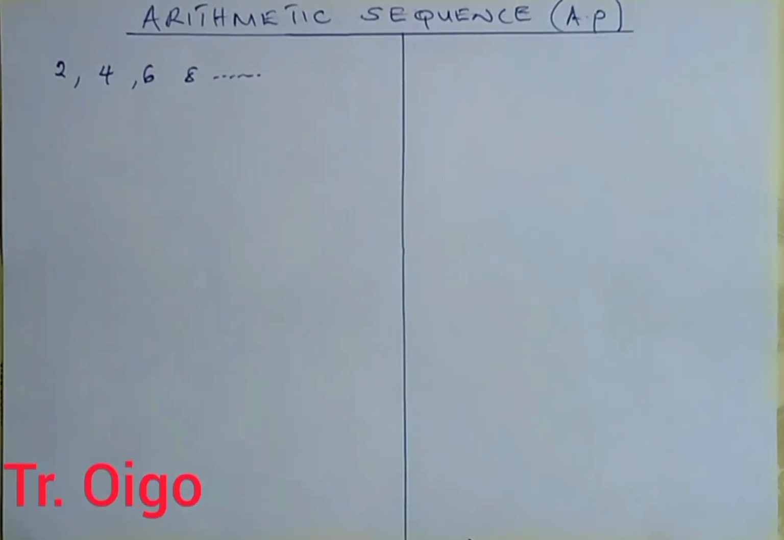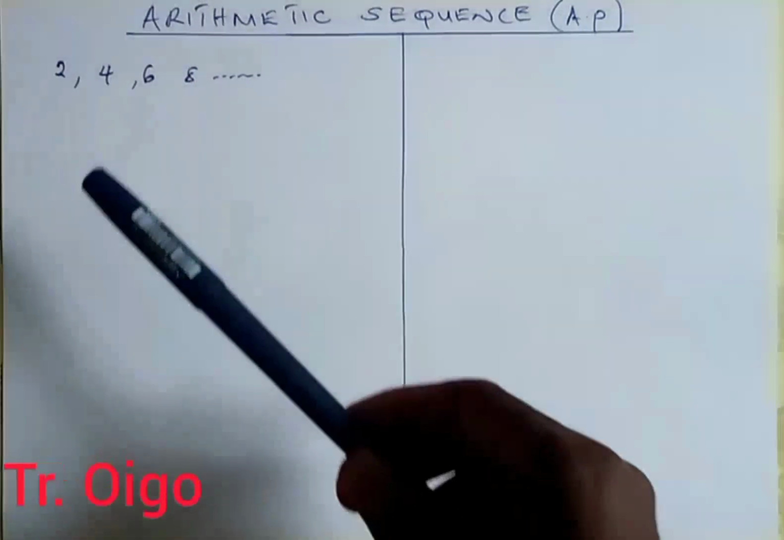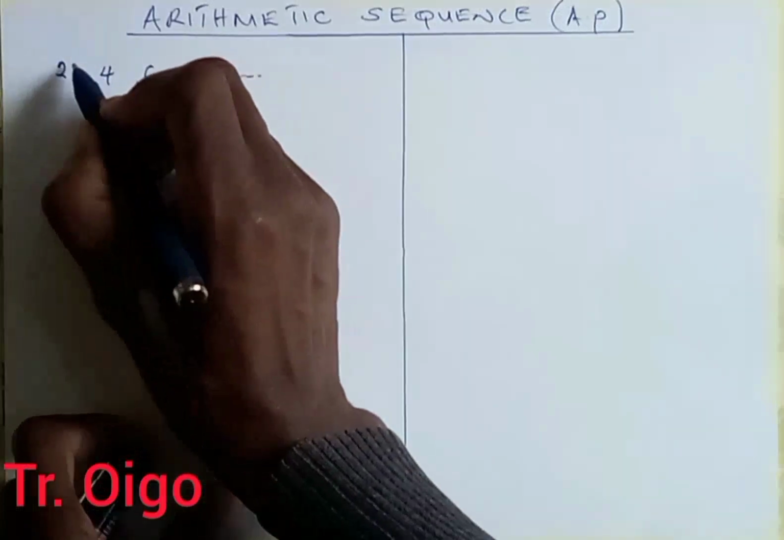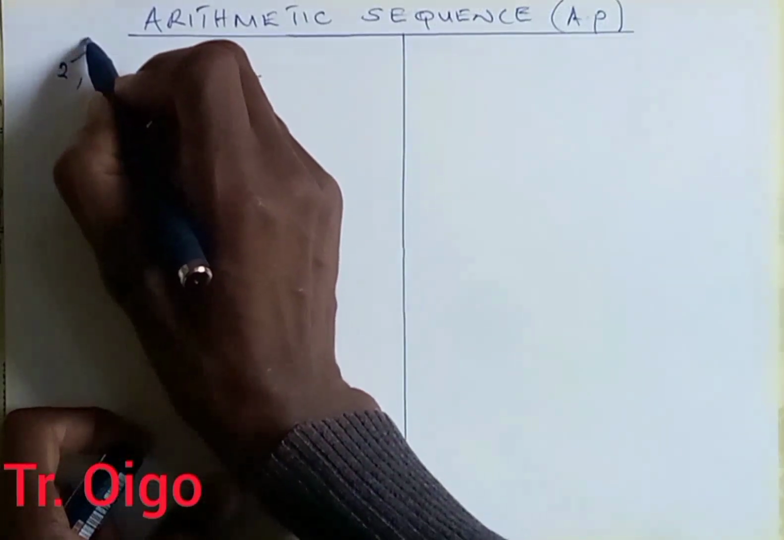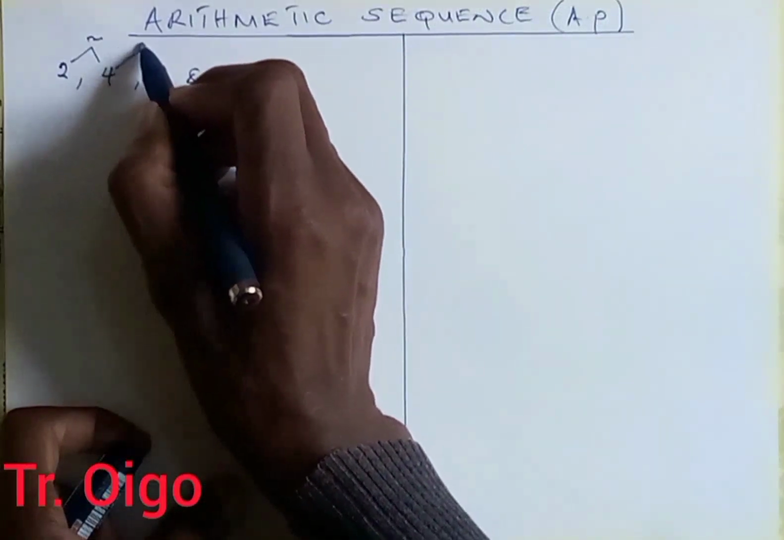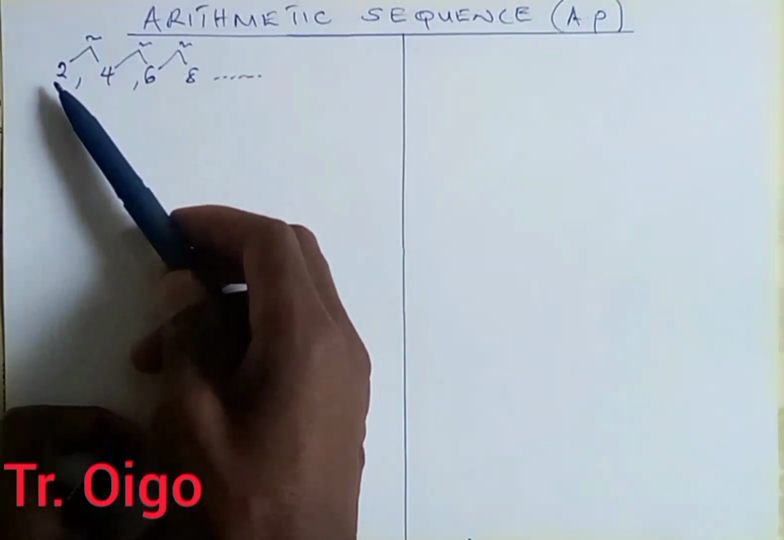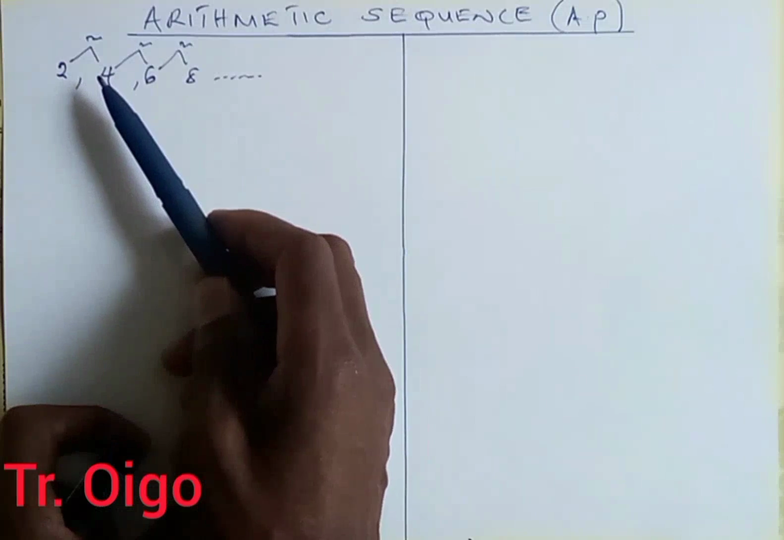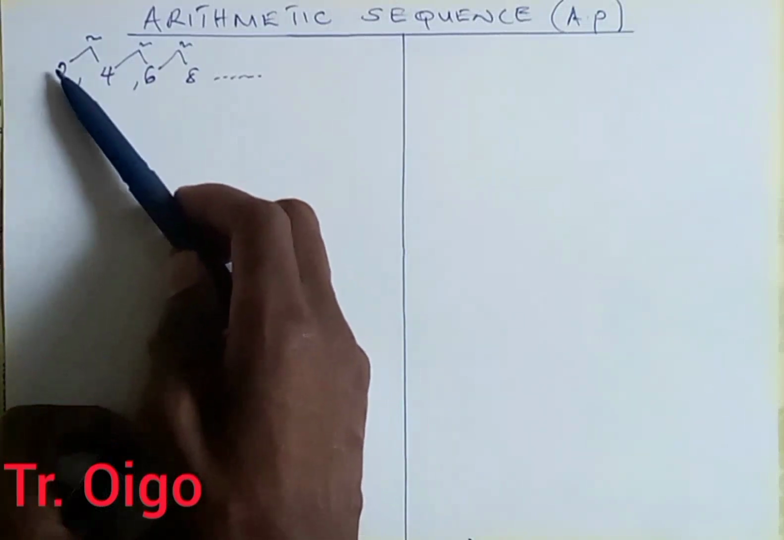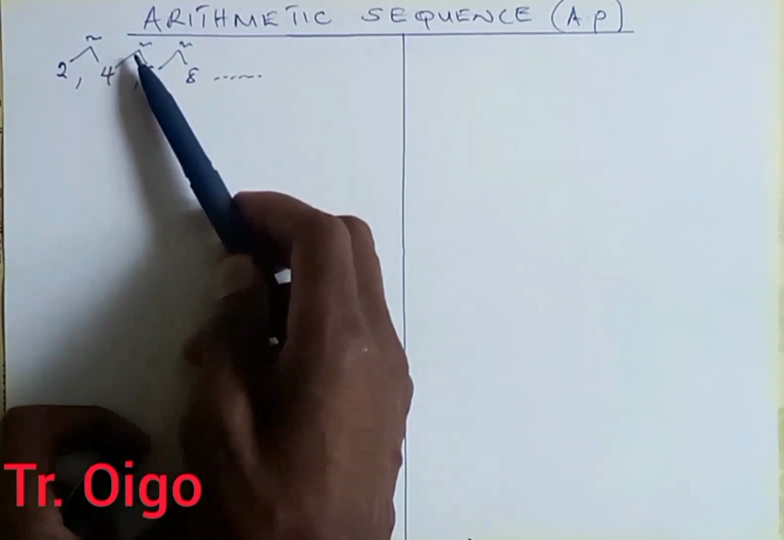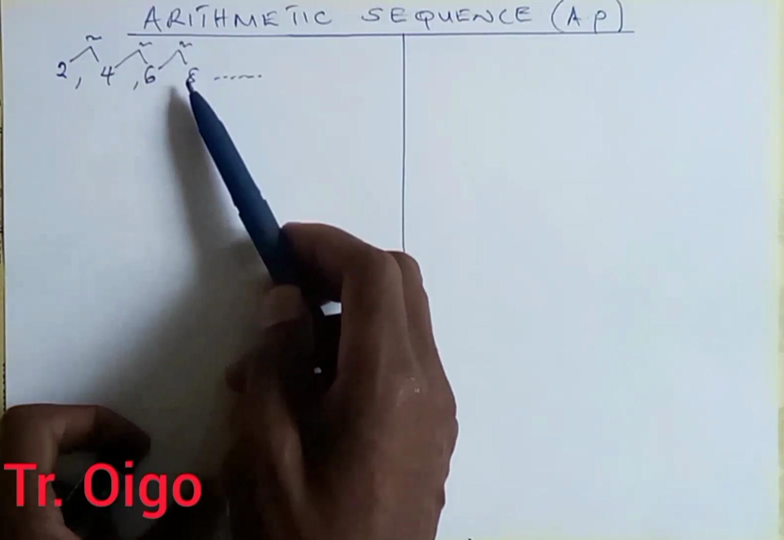Now, if you look at this sequence, it has a difference. If you look at the difference at this particular point, you can see it is 2, there is 2, there is 2. So in other words, to get the next term, we add 2 to the previous term. Like 2 plus 2 is 4, 4 plus 2 is 6, 6 plus 2 is 8.